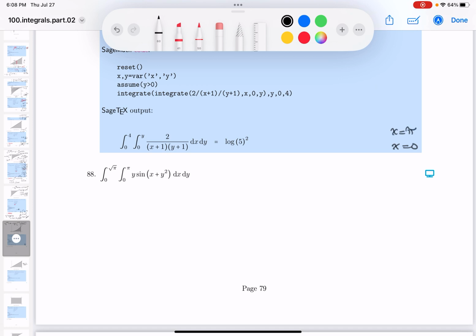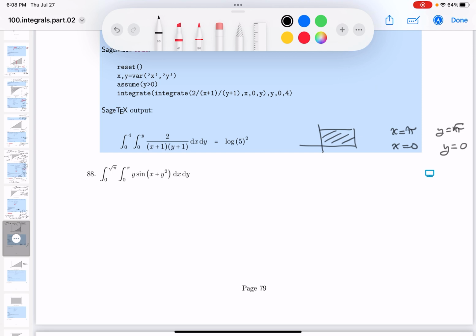If I look at the y, the y starts at 0, and it goes up to root pi. All right, so I'm basically looking at a square. So I'm going to say pi's over here somewhere, and root pi maybe over here somewhere. Something like this. All right? So now my next question is, I wonder if I can integrate it as it stands, or do I have to move things around? Let's give it a shot.